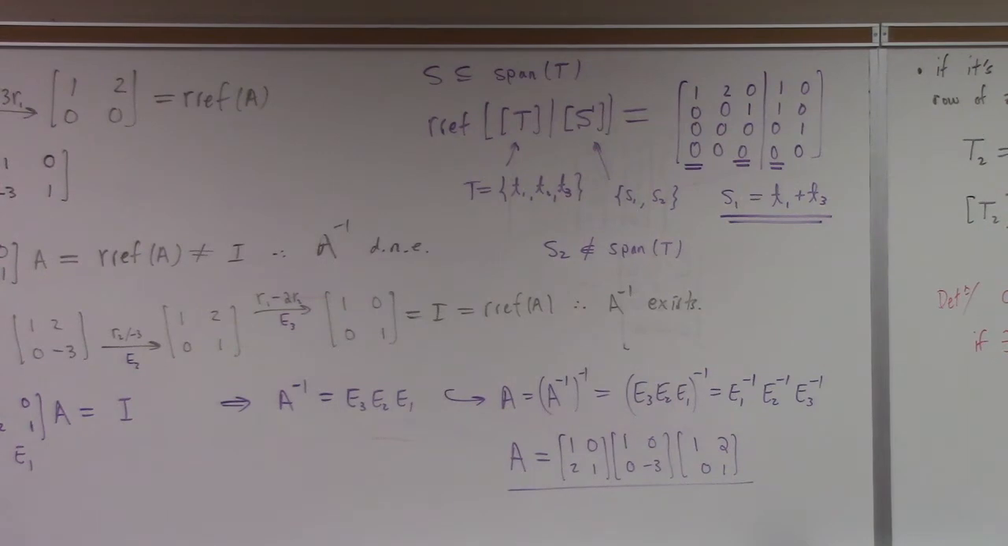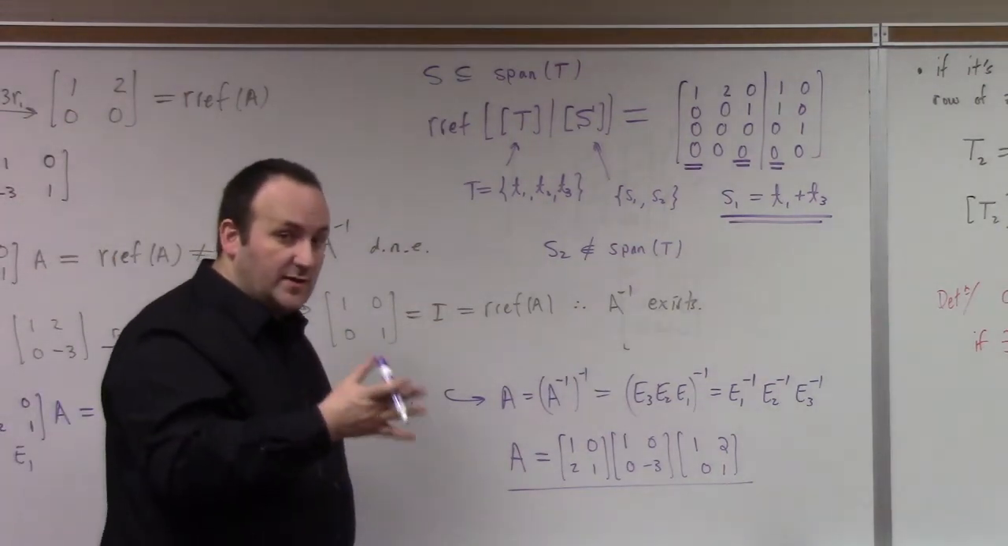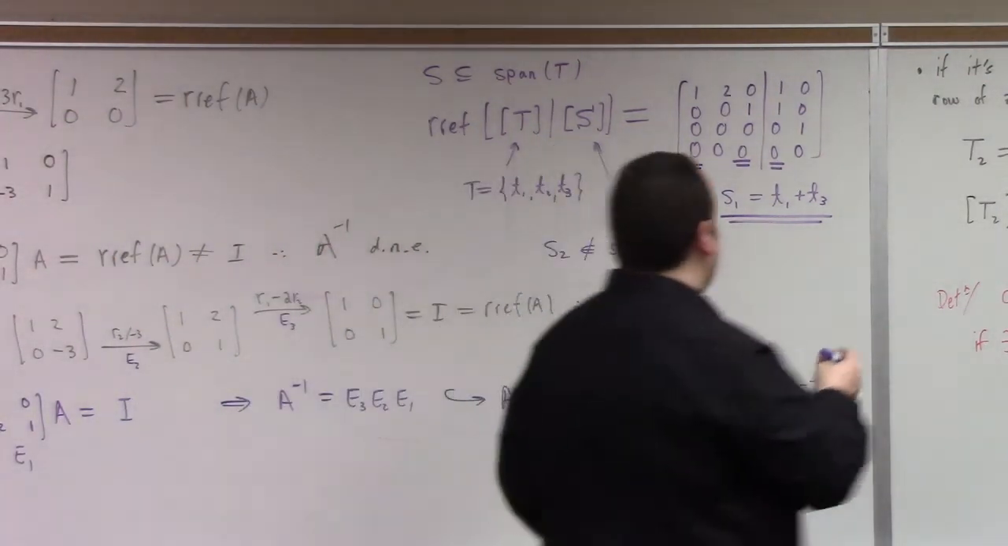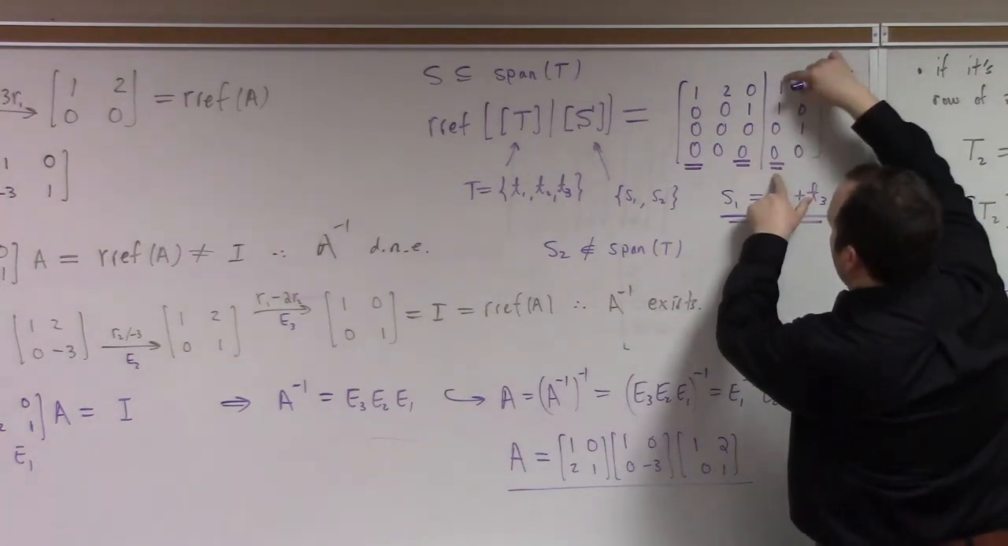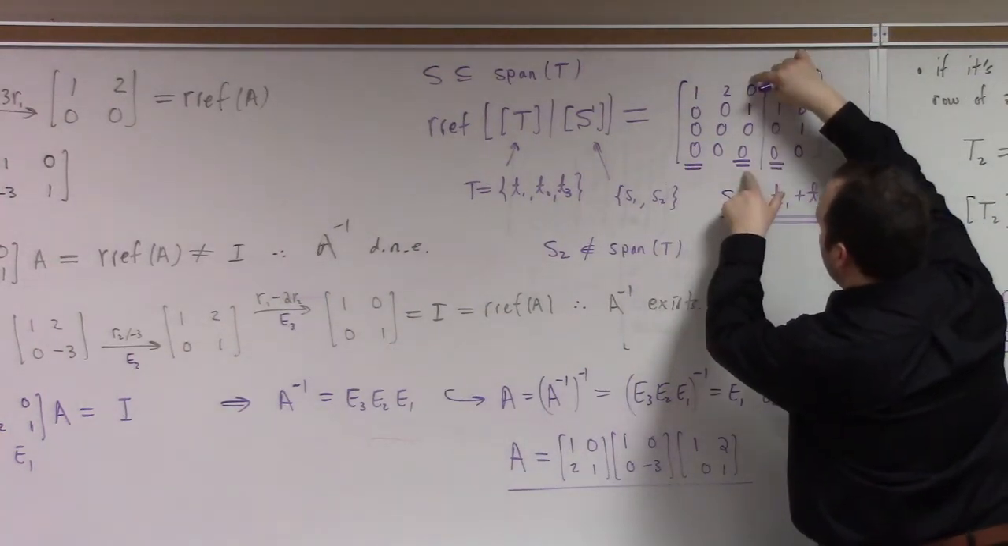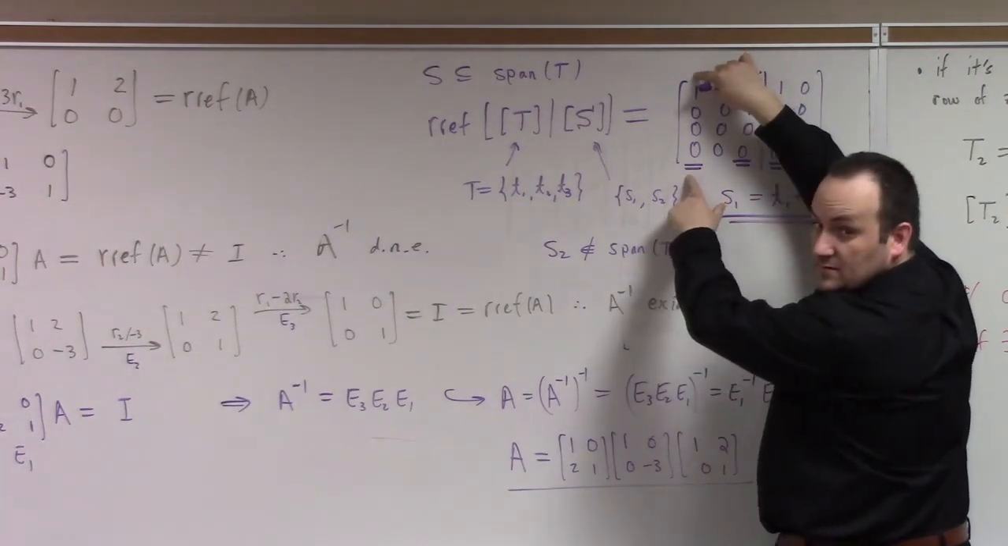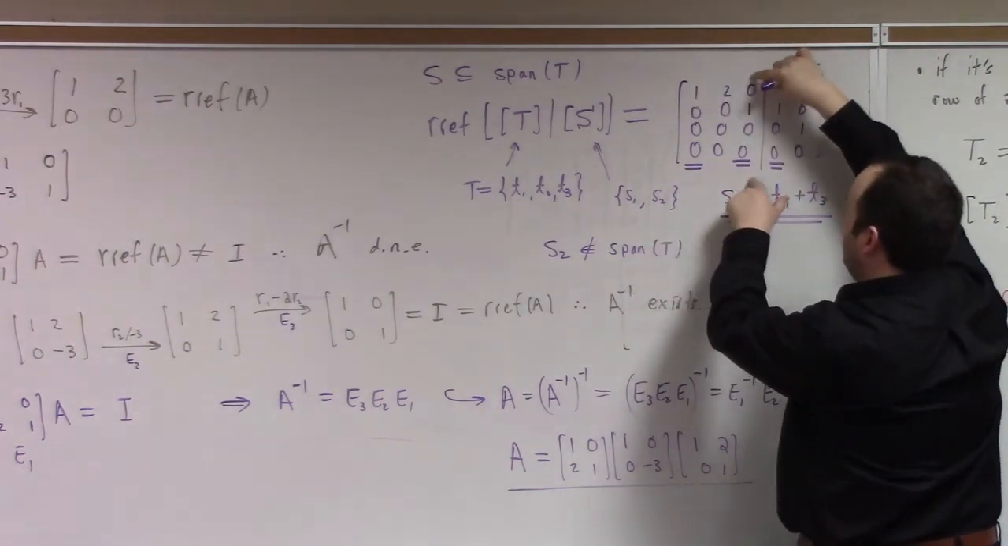Could you just explain how S1 equals T1 plus T3? I'm using the column correspondence property, the linear correspondence, which is just to look here and to see this column, right? It's equal to this one plus that one. Okay. Add this to that, we get that.